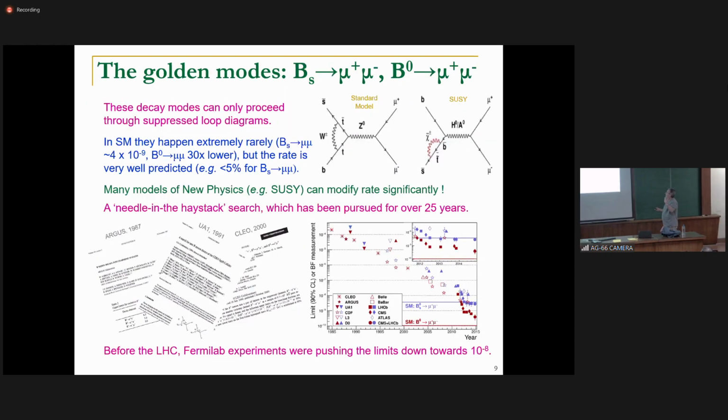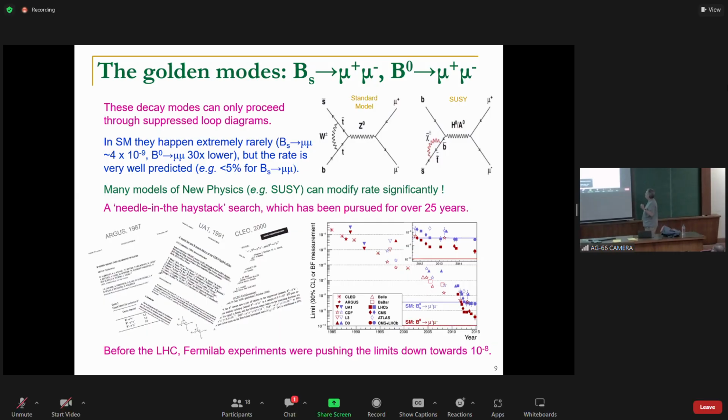But I don't want to dwell on this. I want to pick up for more discussion what I call the golden FCNC mode, which is Bs to mu mu, and indeed B0 to mu mu. Like as discussed, these can only proceed through suppressed loop diagrams. There are several you can draw. I've just drawn one of the simplest examples here. And if you look at this, you see this is suppressed in all sorts of ways.